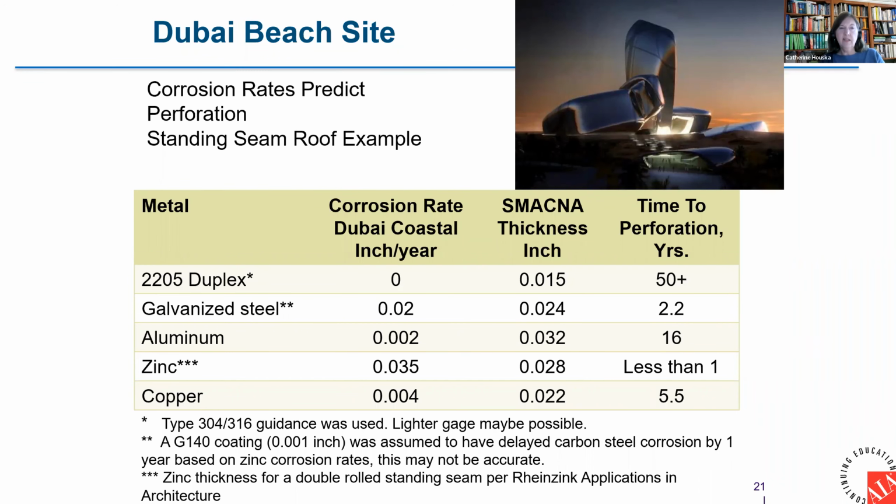In this study, a variety of metals were included. I mean, this is a location where 316 would exhibit corrosion staining pretty quickly. But 2205 duplex did very well. Unfortunately, galvanized steel and the zinc that protects it corrode very quickly, as do aluminum and copper in this type of environment.